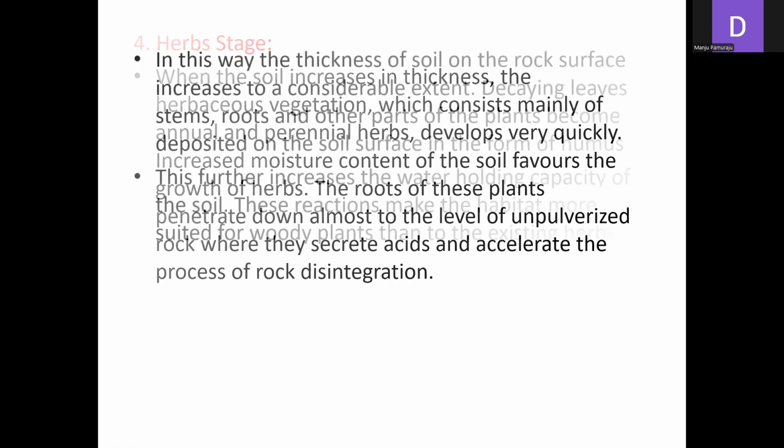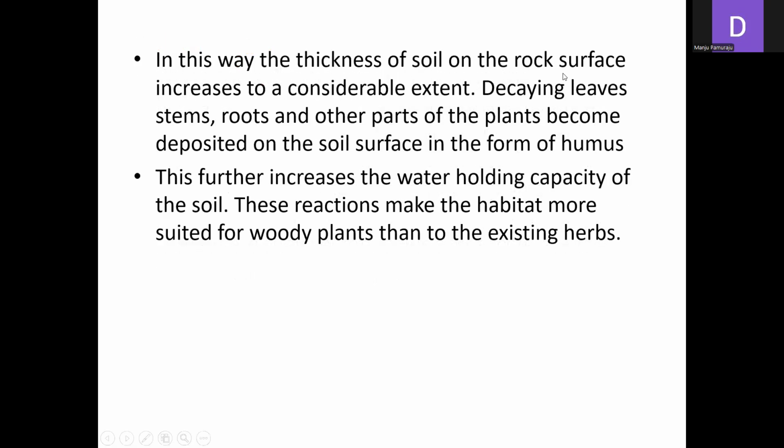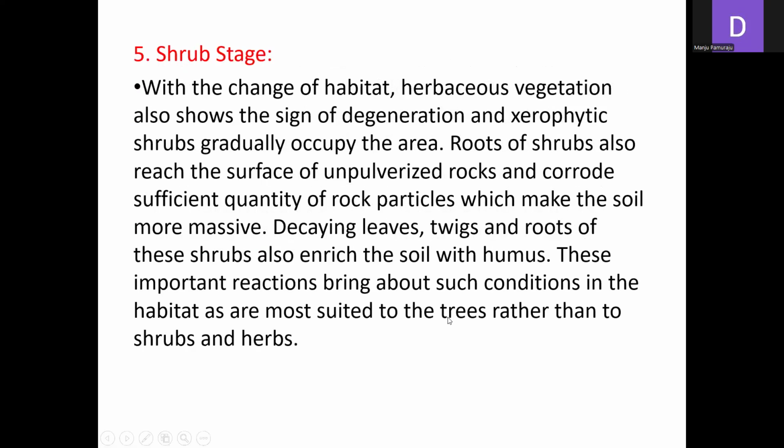Okay. So next, in this way, the thickness of the soil on the rock surface increases to a considerable extent, and decaying leaves, stems, roots, and other parts of the plants are deposited on the soil surface in the form of humus. So this further increases the water holding capacity of the soil. These reactions make the habitat more suitable for woody plants than for the existing herbs. So in every stage, the water holding capacity of the soil is increasing. That is a dry habitat too. Here the water holding capacity of the soil is increasing in the Xerarch succession.